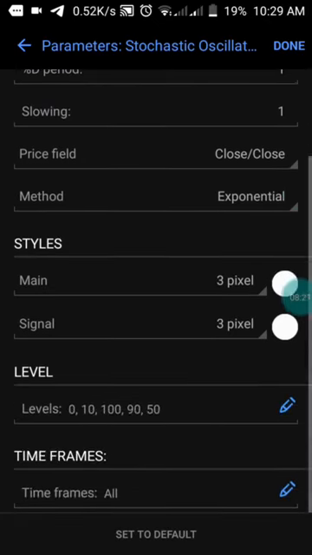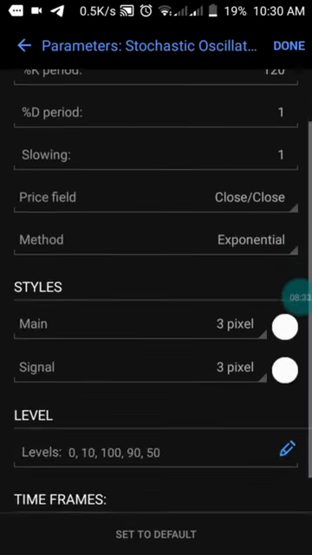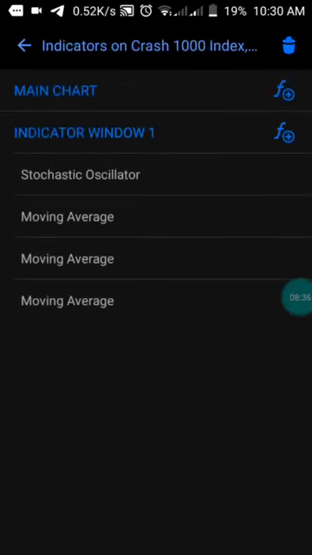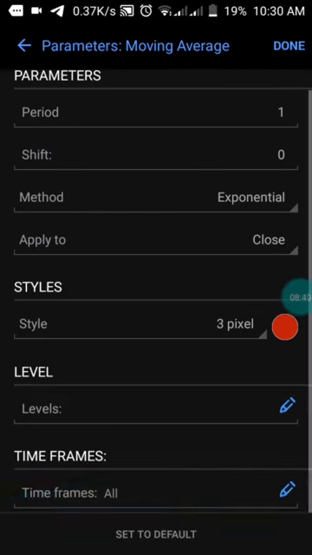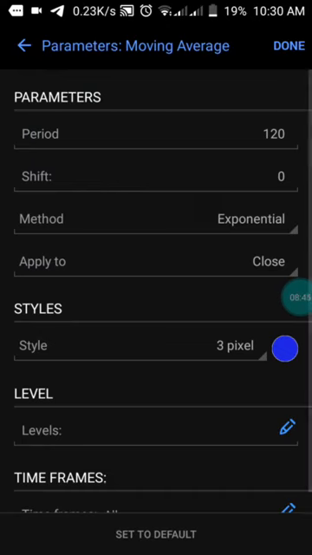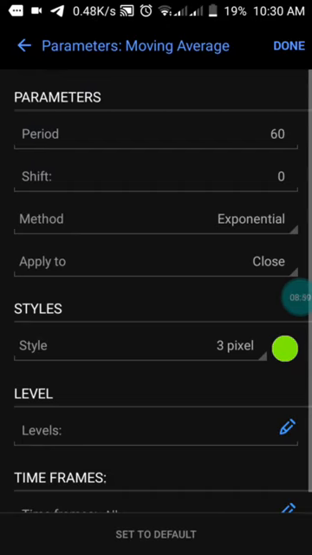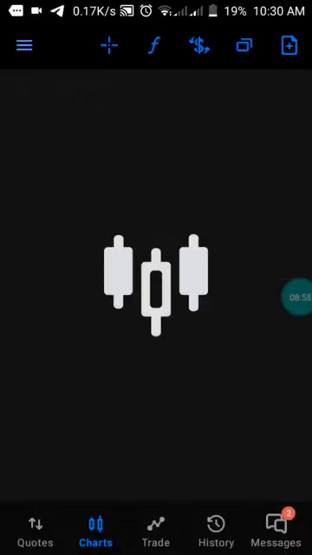We have our two colors to be in white, which is the color of our background. And we have different levels also. Our levels are 10, 100, 90, and 50. You just screenshot it the way I show you guys. Then we have the first of three moving averages. The first one is period of 1, and we have red as our color here. You just screenshot it. Then we have the second moving average, which is the period of 120. We have blue as our color. You press undo. Then we have our last moving average, which is the period of 60, and we have green as our color here. Then you press undo.